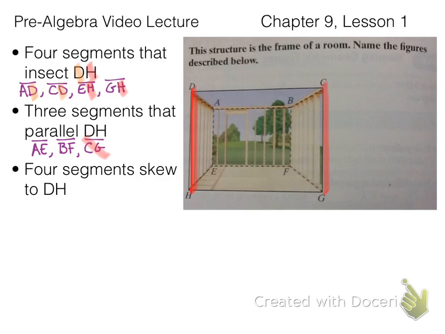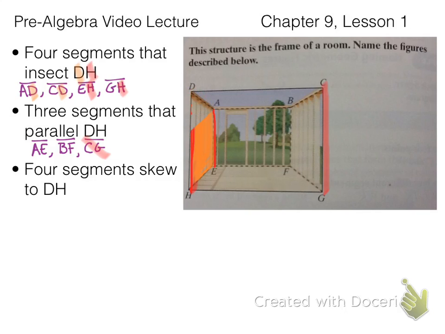Now, AE is parallel to DH if we're looking at the side back panel right back here. All right, that's a plane right there. It's kind of weird to look at, but that's a plane, which then obviously means that AE is parallel to DH.